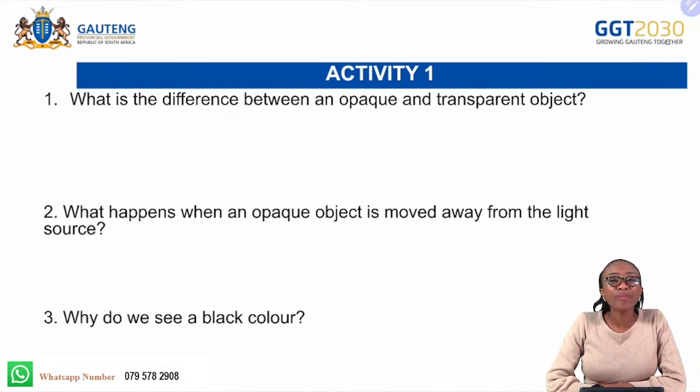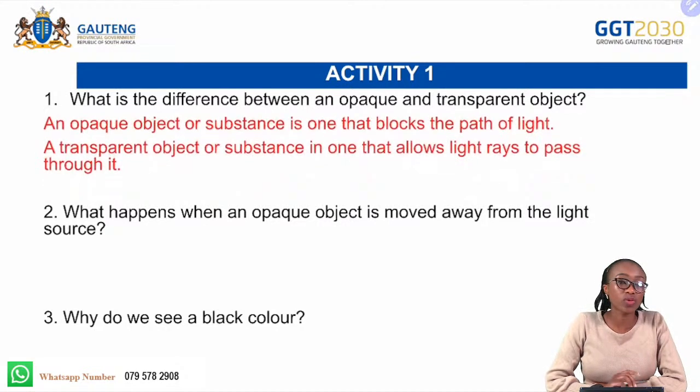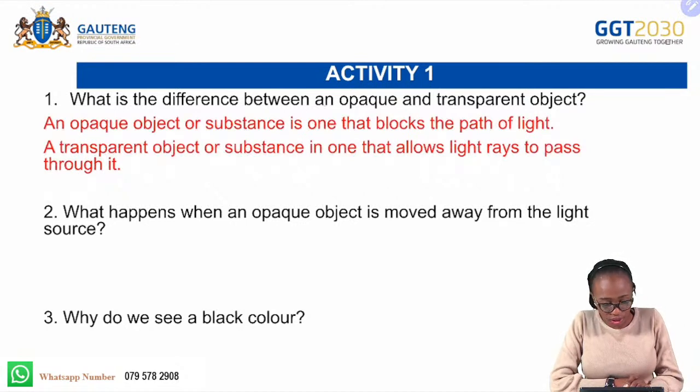Welcome back, grade 8. I'm sure you are sending in your answers. So the first question read, what is the difference between an opaque and transparent object? An opaque object or substance is one that blocks the path of light, whereas a transparent object or substance is one that allows light rays to pass through it.